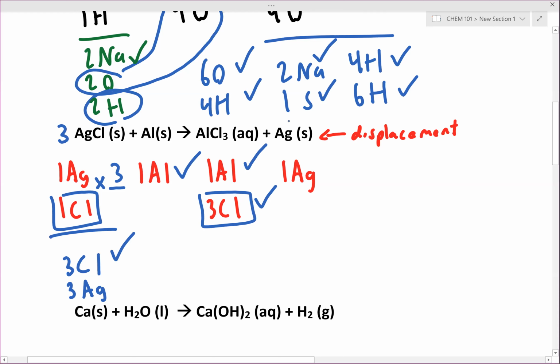What about silver? We now have 3 silvers on the left. So how many silvers do we need on the right? 3. And we can just put the 3, since it's a pure element and it's an atomic element. So the amount of silver solid atoms is pretty easy to see why we need 3. Does that make sense? Okay.